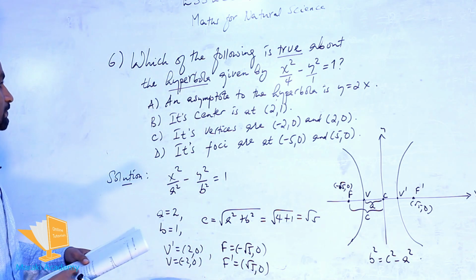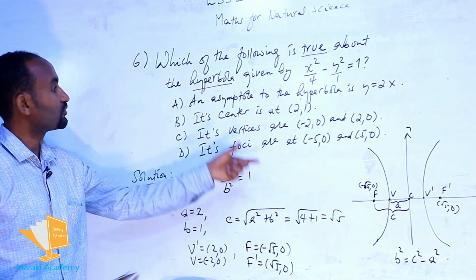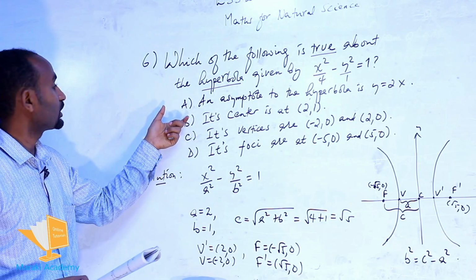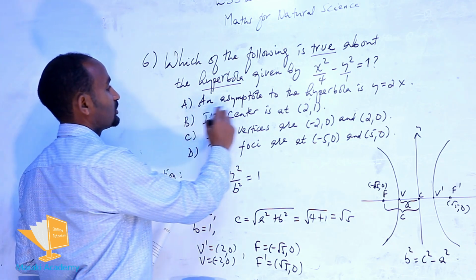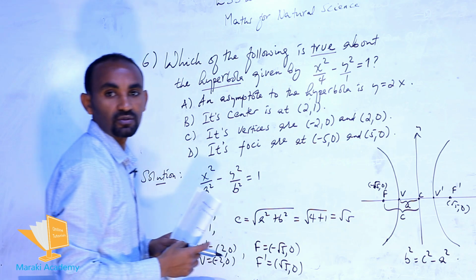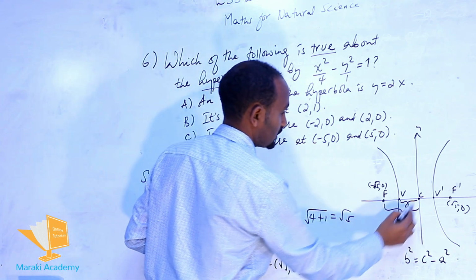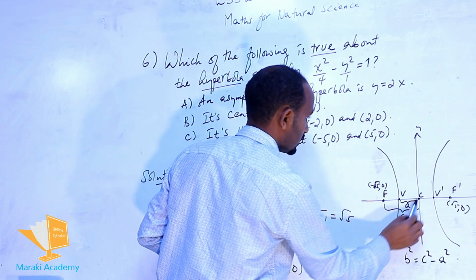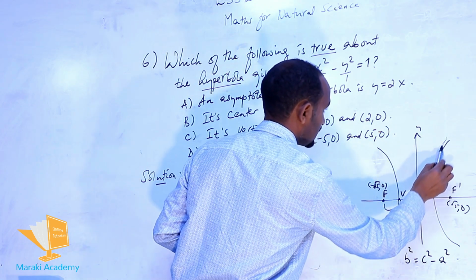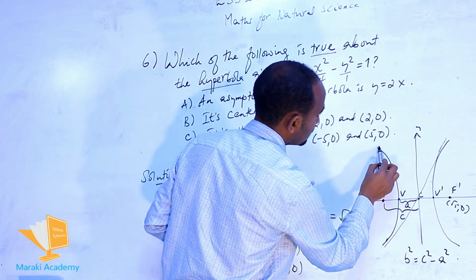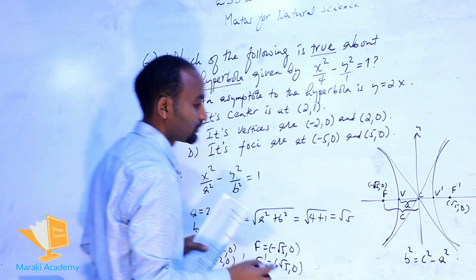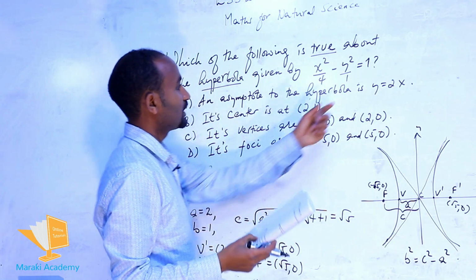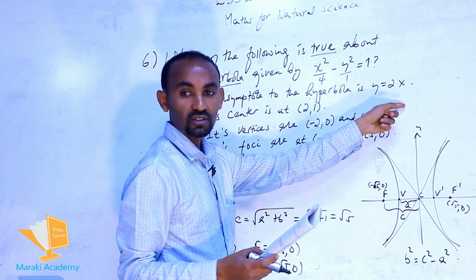Okay. So having this understanding about the graph of this hyperbola, let's now choose which one of the following is true. Option A: an asymptote to the hyperbola is y equal to 2x. An asymptote is a line that passes through the center like this. An asymptote means: as x goes to infinity, what happens to y? y behaves like 2x or some other thing.